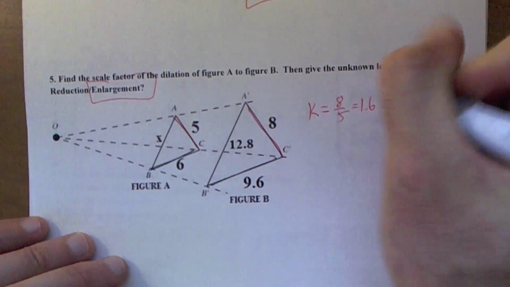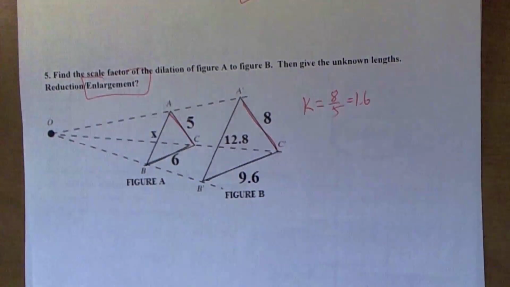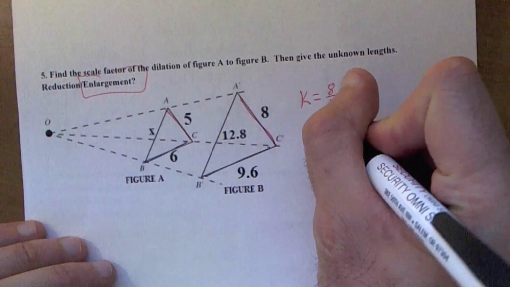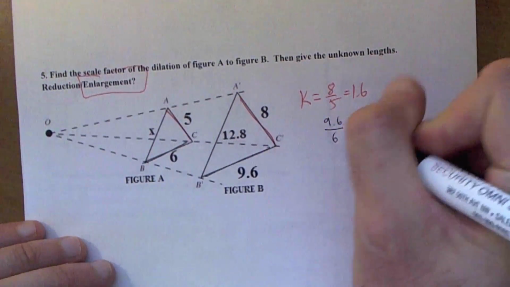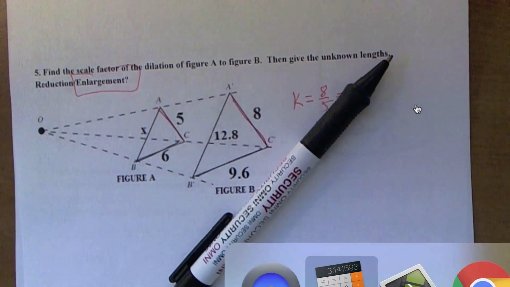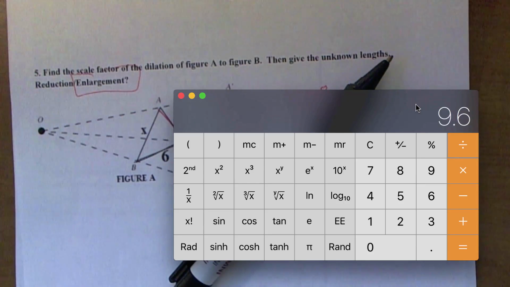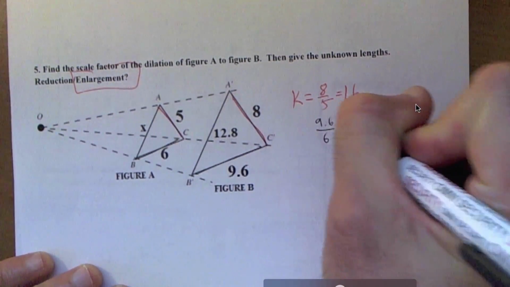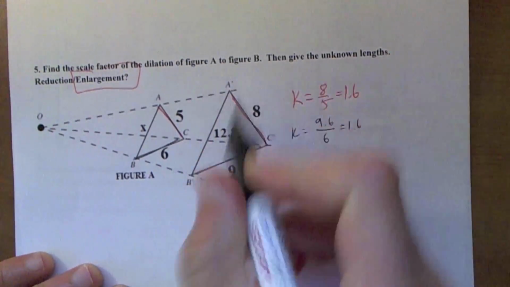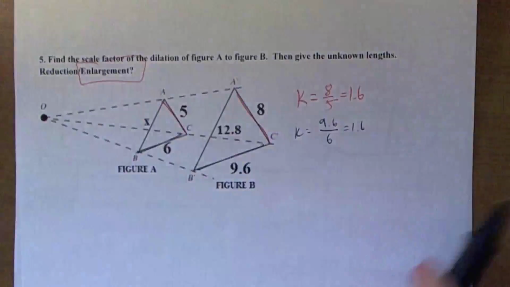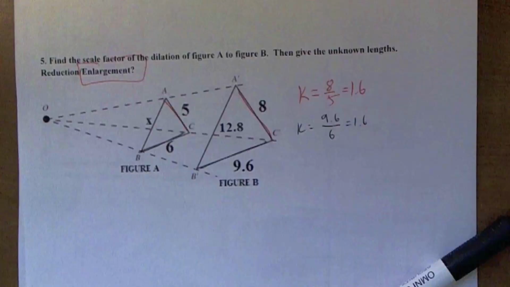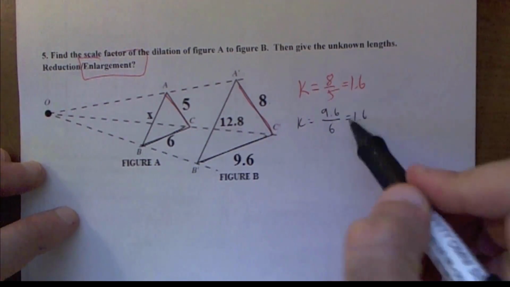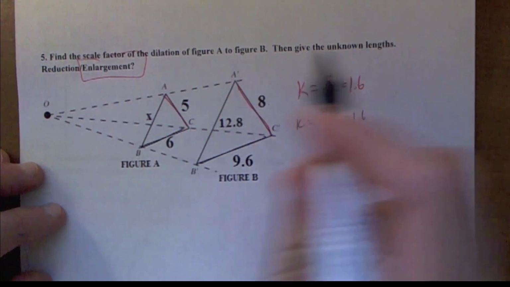It's an enlargement. Now, what if I had chosen this one, 9.6 over 6? Let's check that on the calculator. 9.6 over 6. Oh yeah, it's the same. That makes sense, right? It should be the same because this to this is the same as this to this. So we could use either one, and we could just make a proportion.